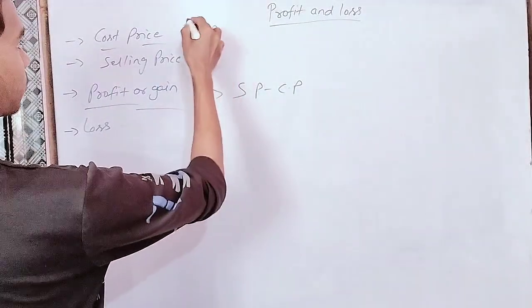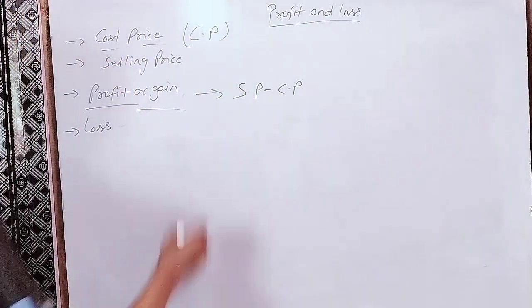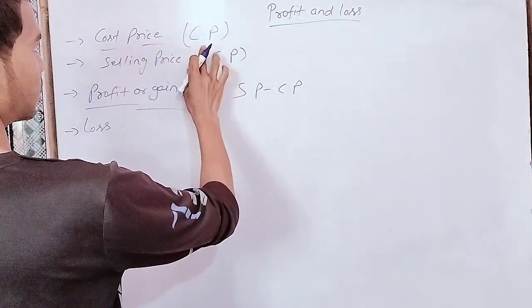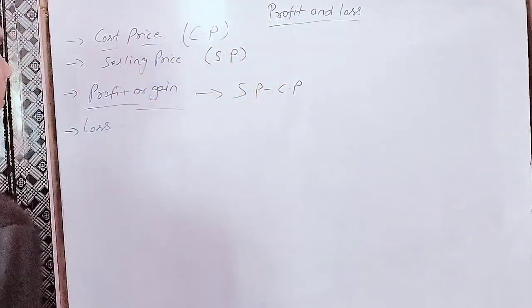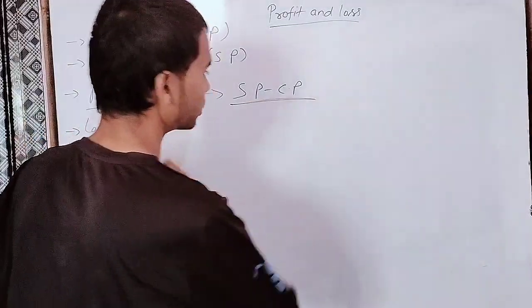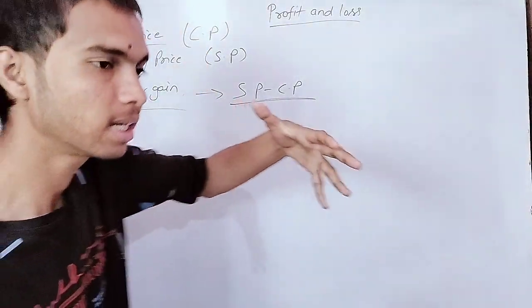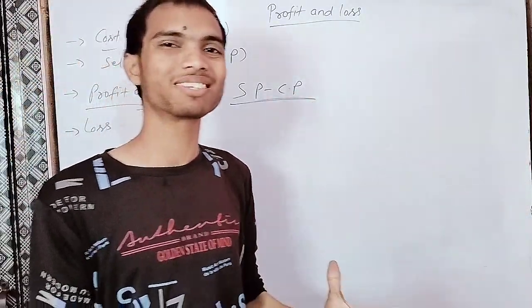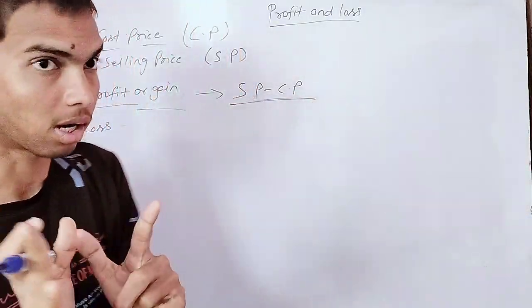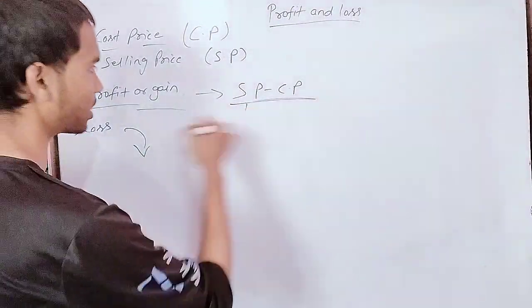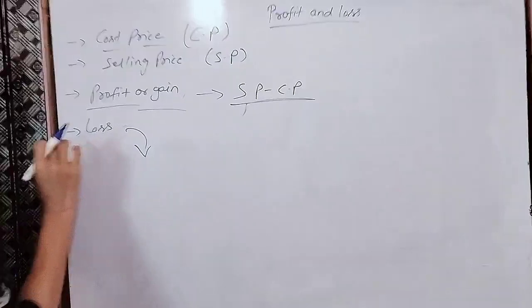Cost price is written as CP, and selling price is written as SP. Okay. To know the profit of something, we subtract the cost price from the selling price, which will give us the profit. Whereas for loss, it is just the opposite.